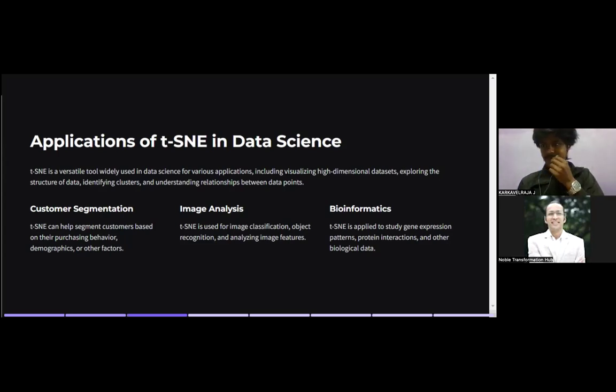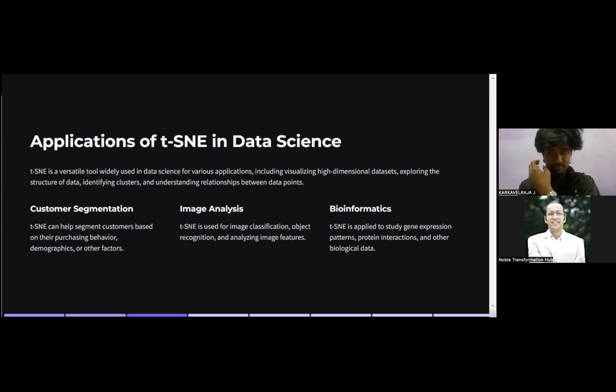So, applications of tSNE in data science, guys. There is a wide use of tSNE in data science and AIML in various applications. It includes visualizing high dimensional data sets, exploring data structures, identifying clusters, and understanding relationships between data points. There are three aspects.